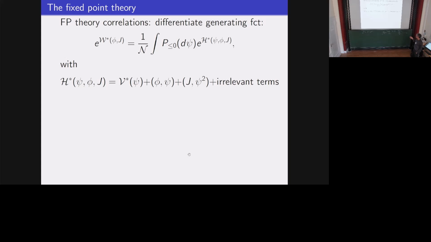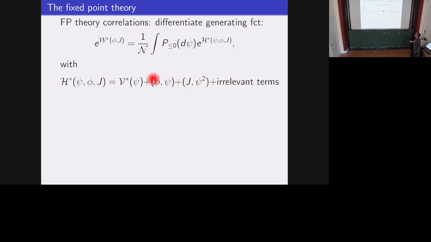Okay, so in order to compute correlation functions, we now define a theory in which the potential is the fixed point potential plus certain terms in which we couple either psi or psi squared, or whatever observable we want to compute the correlations of, with an external field. So correlation functions will be obtained by differentiating this generating function with respect to phi or j and then setting the source field to zero.